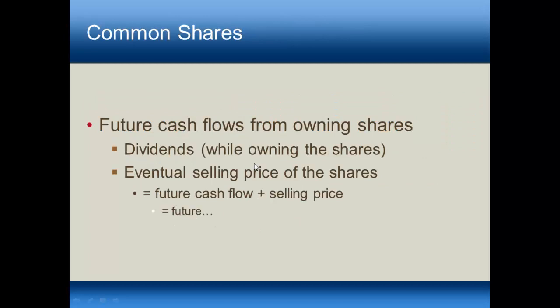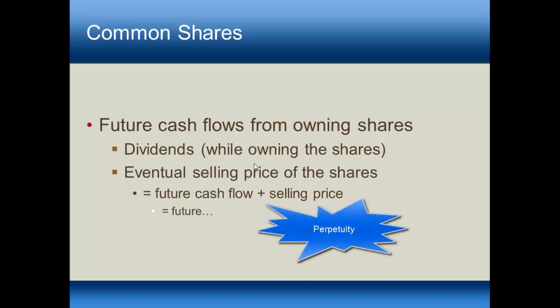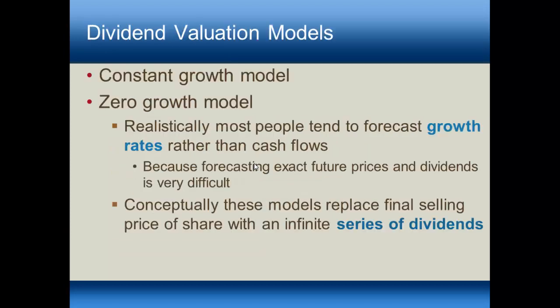First, let's look at common shares. The future cash flow from owning a share is the dividend while you own the share, and the second part would be the eventual selling price of that share. That selling price would be equal to its future cash flow plus the selling price. That new selling price would also be equal to the future. So you see where we're going with this? A perpetuity.